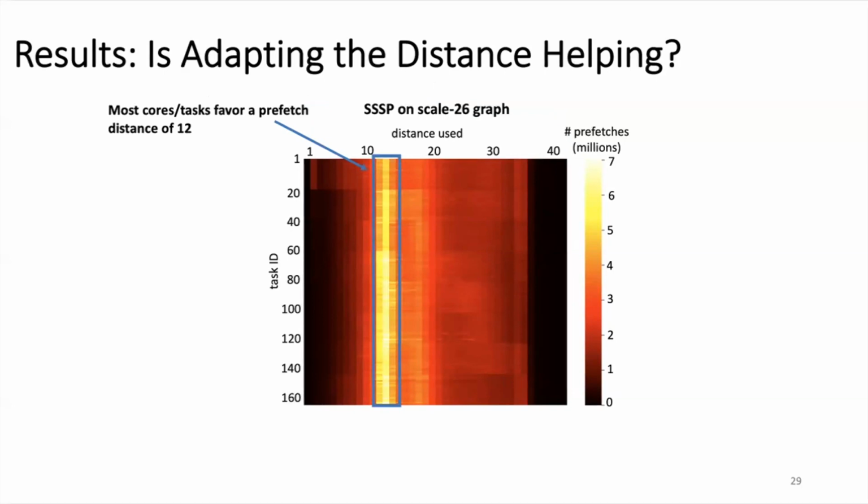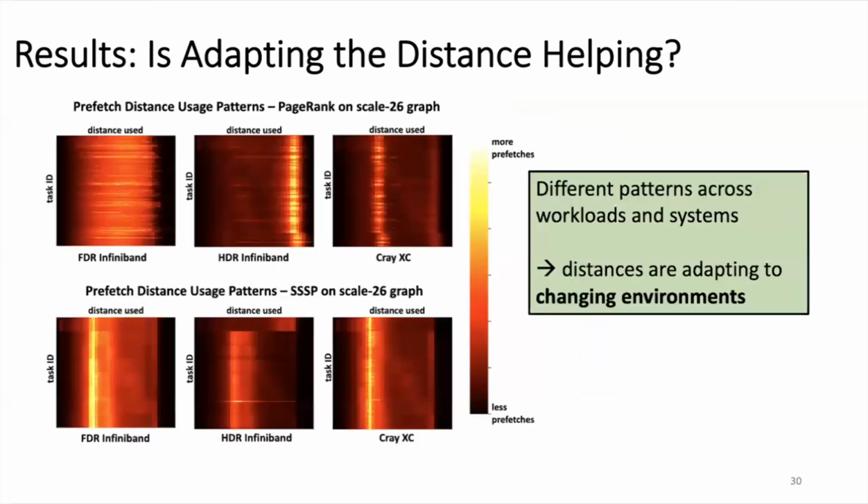We can do this experiment on the other workload and the other systems, and we can see these patterns. I'm not going to go into details of each individual heat map here, but the point of showing them is that we see six different patterns across three different systems and two workloads. So qualitatively speaking, we are seeing something happening with adapting the distance. We are changing it throughout the program. We do tend to find distances that work well and stick with those, but we can see that we are also using other distances throughout different phases of the program.